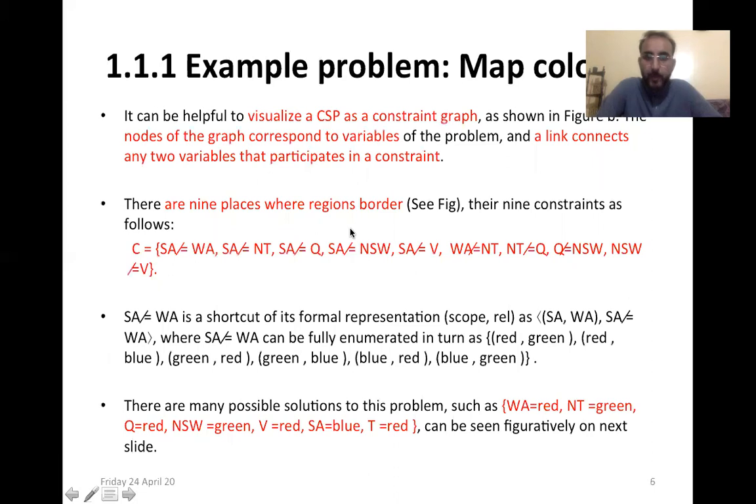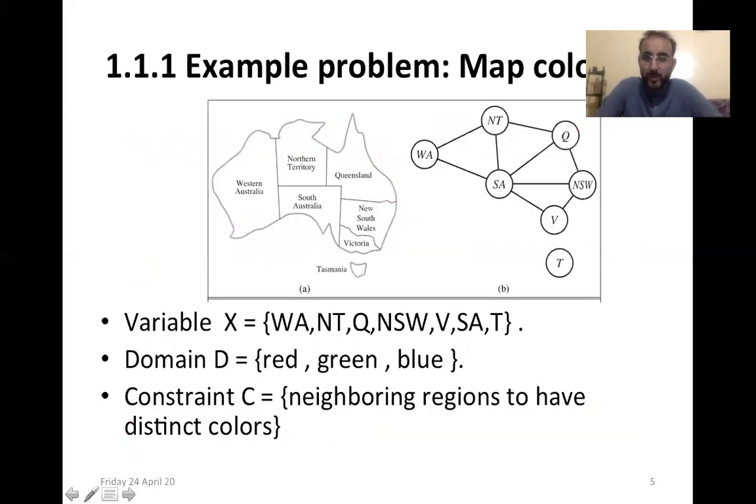So it's clear. Now if somebody asks me to represent all my constraints in the form of scope, relation, how can I represent these? Here you can see C is a set of constraints, and in this way you can write between these curly brackets: SA not equal to WA.